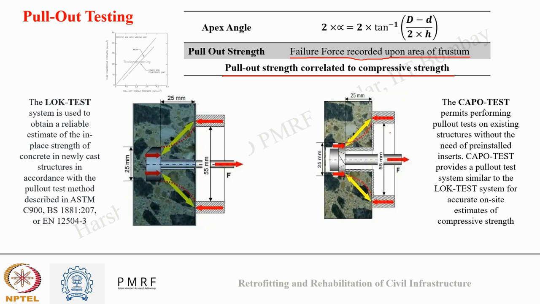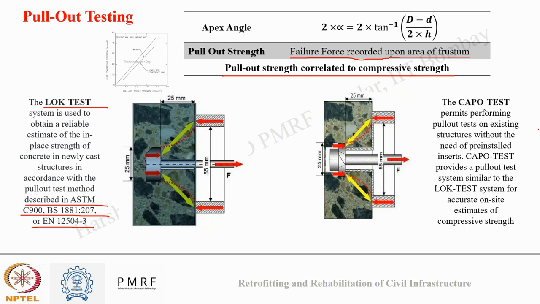Okay, so pull-out can be done on both newly cast concrete and in-place concrete. For newly cast concrete, it is called the LOK test, where a metal disc is pre-installed in the concrete and later pulled out after the desired period. And this test is performed under the guidance of various predefined codal provisions. Okay, so this is done on newly cast concrete.